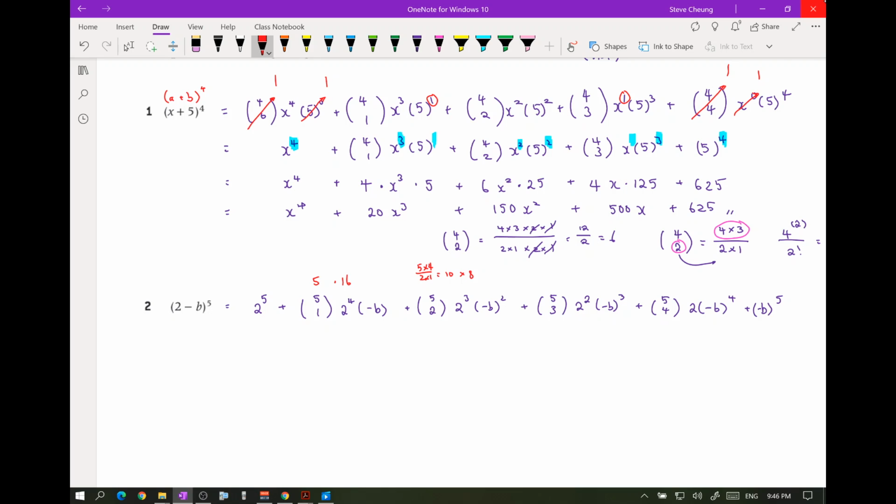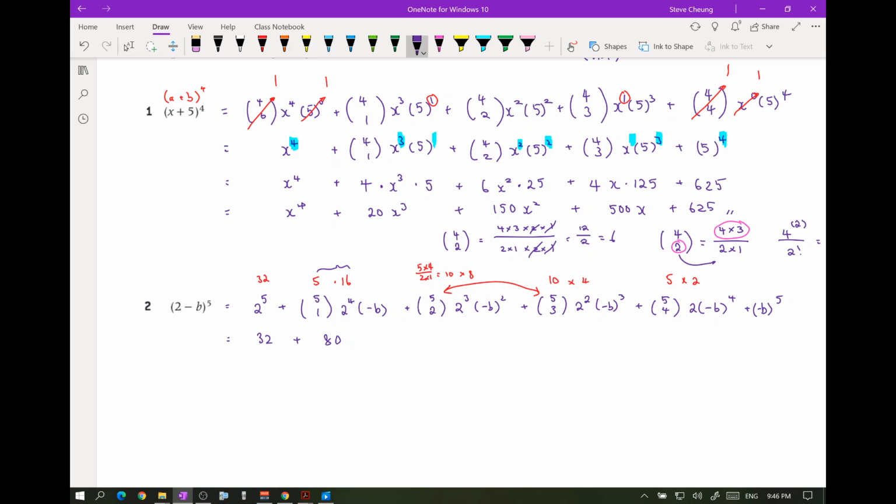5 choose 3, I know this is symmetric. So I know this and this will be the same. So therefore this is also 10. 10 times 4 for that matter. Here we have 5 times 2. And I'm going to simplify everything now. 2 to the power of 5 is 32. So therefore this 32 plus this 80.